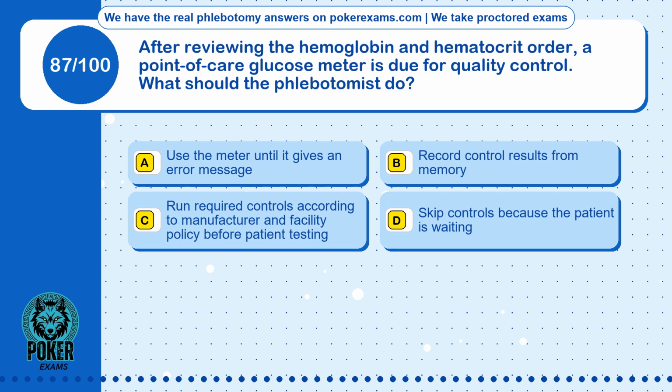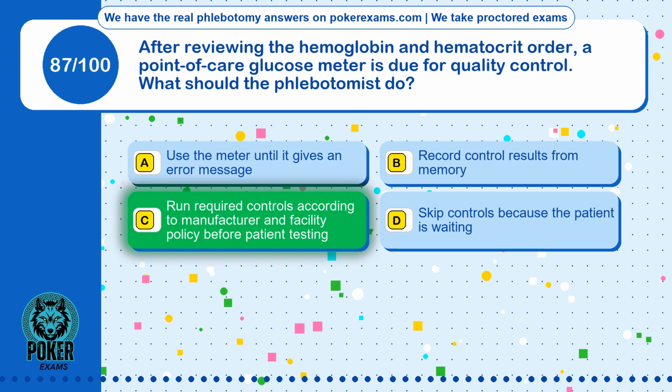Question 87. After reviewing the hemoglobin and hematocrit order, a point-of-care glucose meter is due for quality control. What should the phlebotomist do? Option A. Use the meter until it gives an error message. Option B. Record control results from memory. Option C. Run required controls according to manufacturer and facility policy before patient testing. Option D. Skip controls because the patient is waiting.